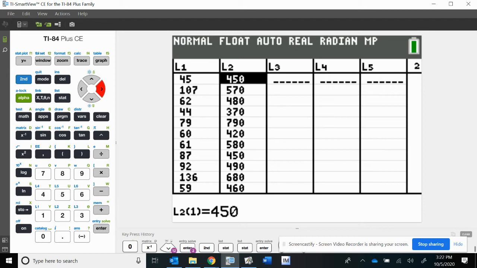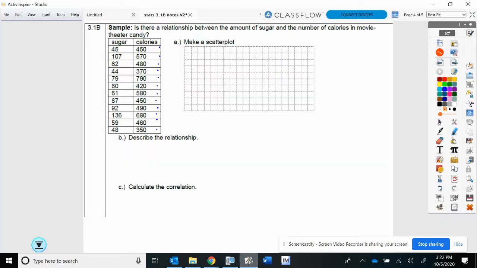Now, before I go to graph it, I kind of want to look at what's going on with my data. So when I look at my data, I can see that my lowest X value is, I think, 44. And then my highest X value is 136. So I know that I want to go from 44 to 136, and I may go ahead and just say I'm going to go from 40 to 140.